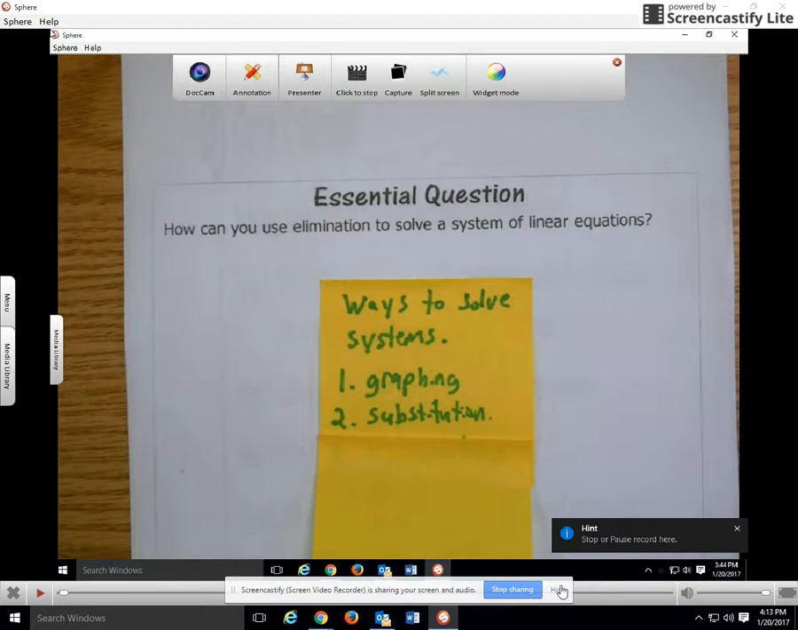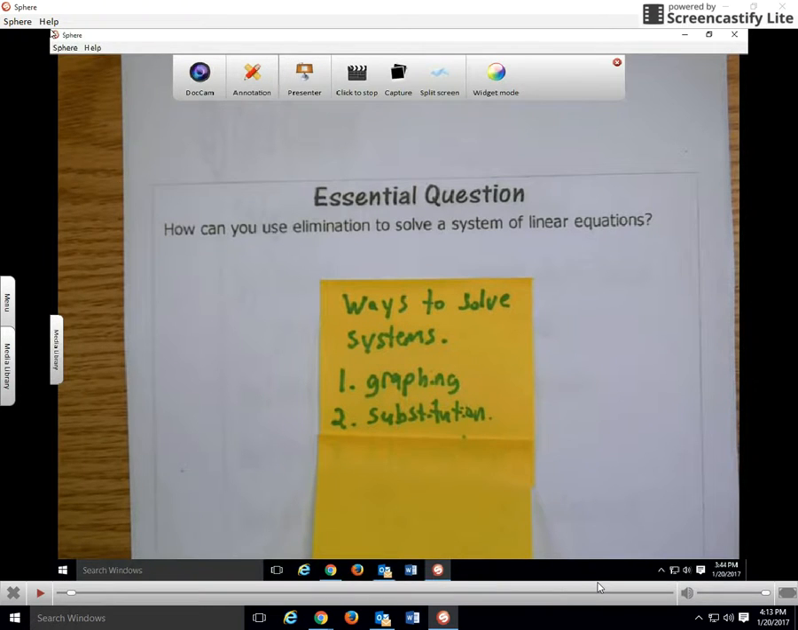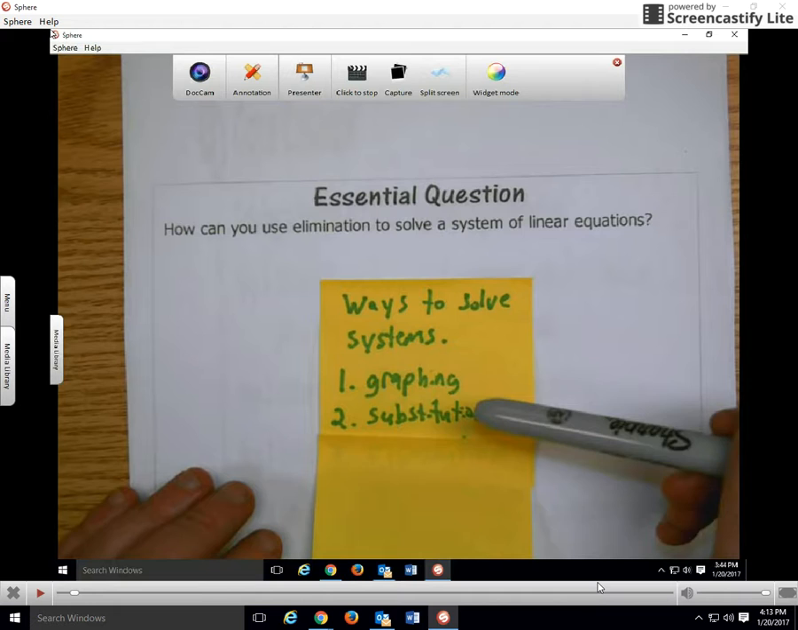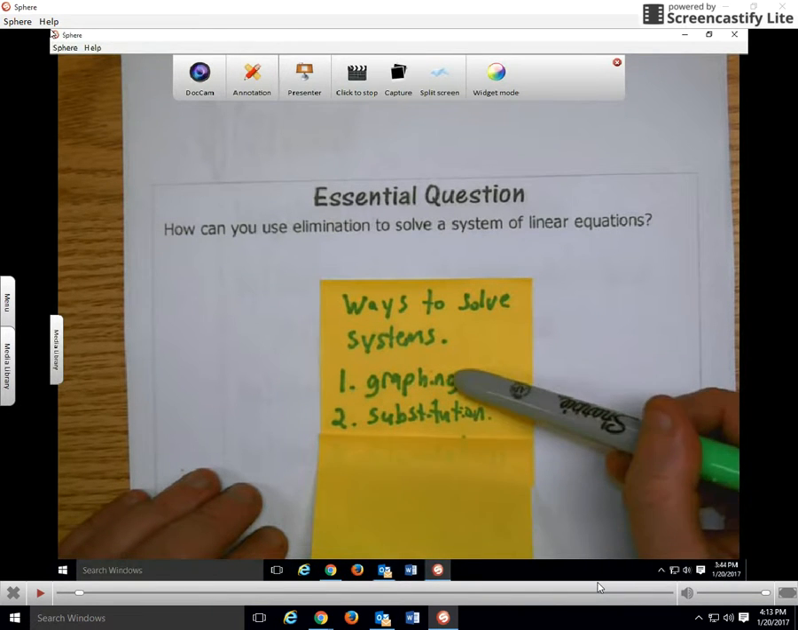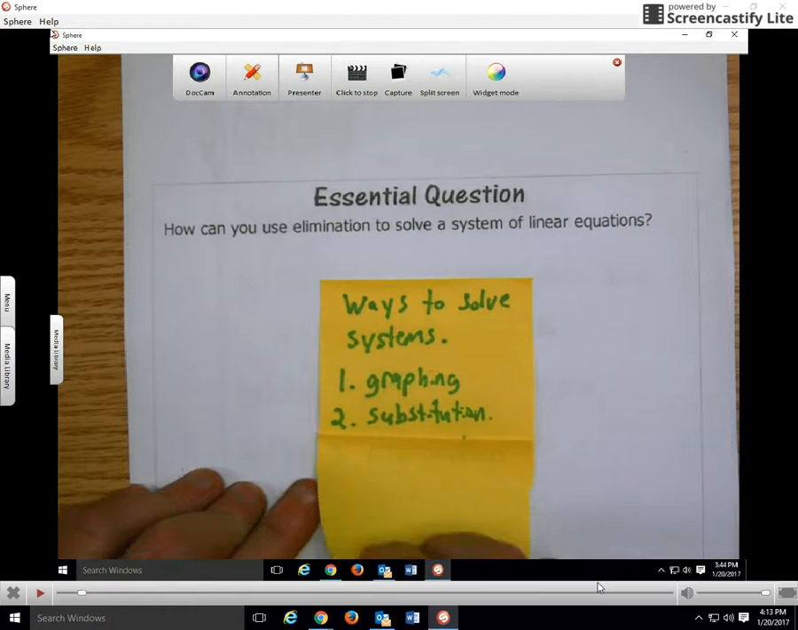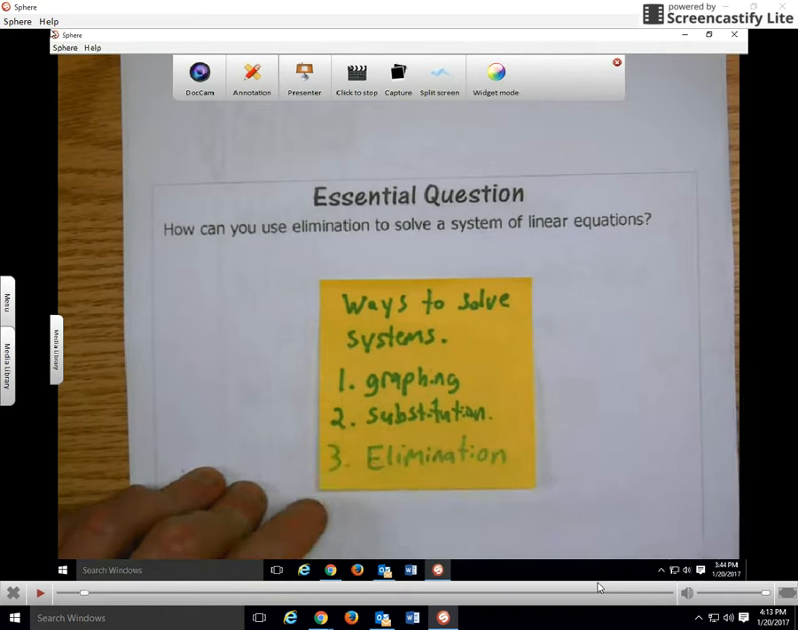Okay, so we're going to look at the essential questions. How can you use elimination to solve a system of linear equations? Remember, we've already looked at two different ways to solve a system of equations. One is graphing and one is substitution. So the third way is elimination.